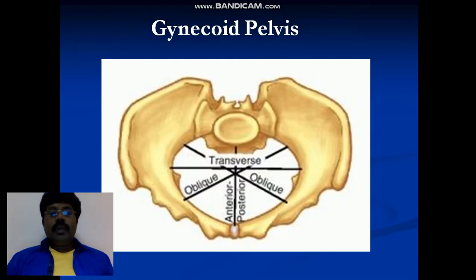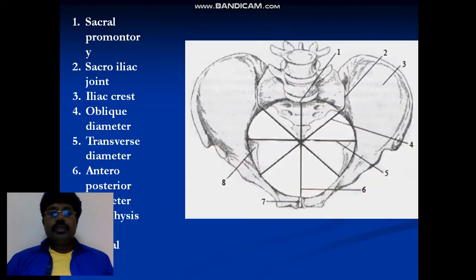This is the gynecoid pelvis. Gynecoid means the womanly pelvis. Delivery is very easy with this gynecoid pelvis. This is meant for delivery. You can see the transverse diameter, oblique diameter, and anterior posterior diameter. Let's see the details in the following portions.